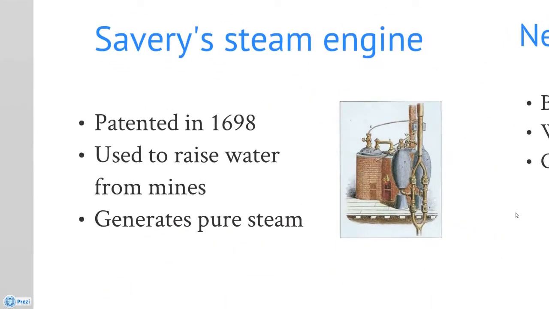Savery's steam engine was the first of its kind. Thomas Savery patented it in 1698. It was to be used to raise water from mines. To do this, it raised steam in a boiler and then moved it into the vessel, a closed container designed to hold gases at a high pressure. It then blew the steam out by a downpipe into the water.